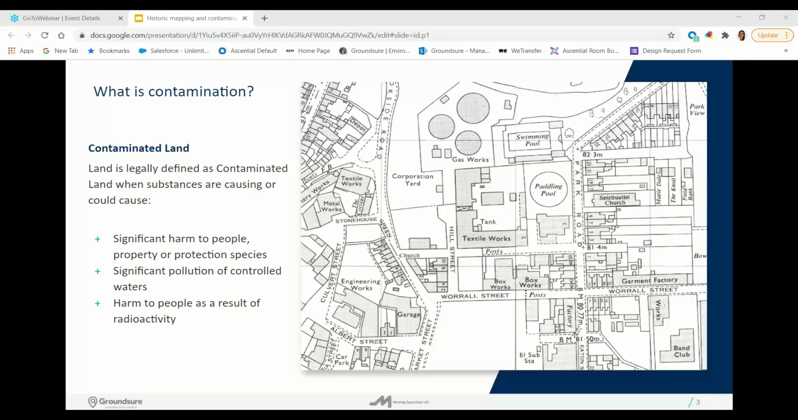As the current owner or occupier of a property or a site, they can be held responsible for cleaning up the contamination, even if they didn't actually cause it. So it's really vital to understand a site's history. And the best way to do this is through historic mapping and environmental assessments. So today we're really going to go through quite a fair few examples of historic contamination and how different types of contamination can impact property.